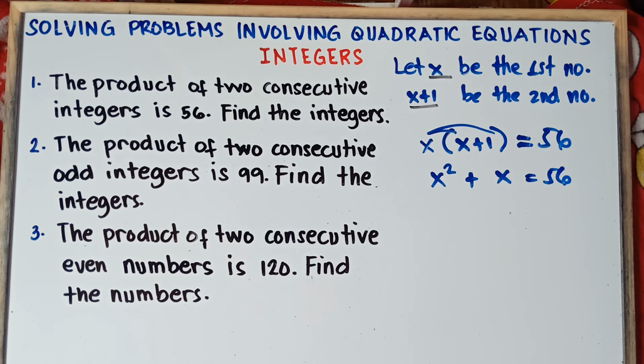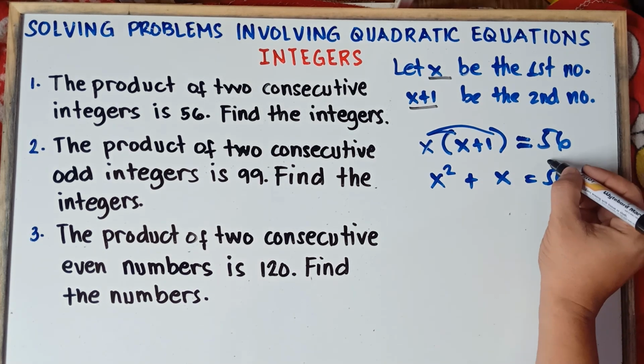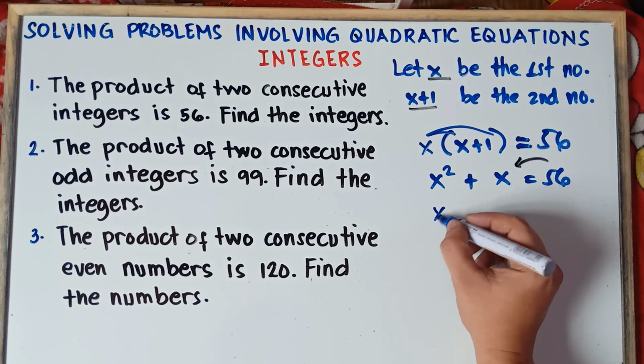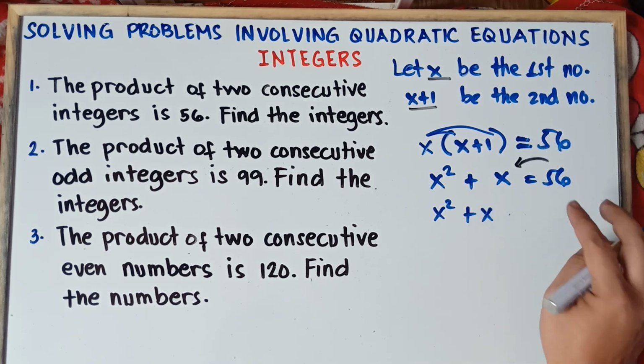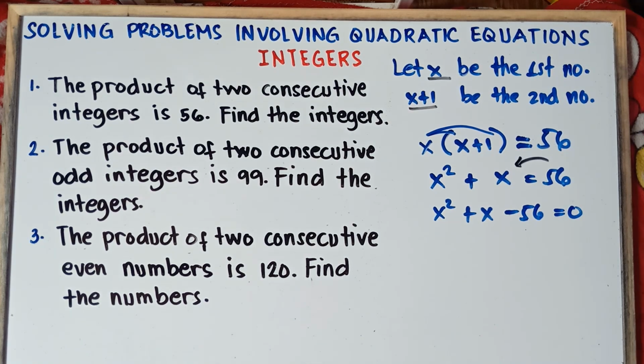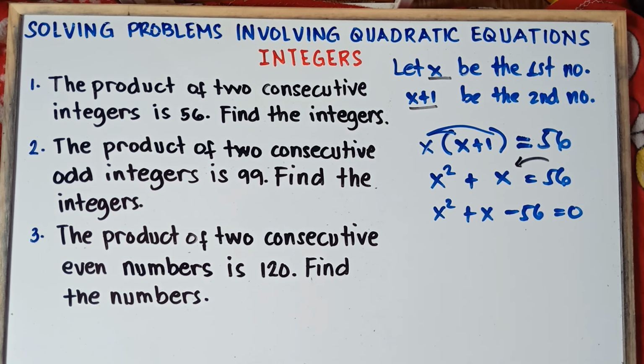Alright, and then this is a quadratic equation. You need to transform it into standard form. So for standard form, transpose 56 from right to left. So this will be x squared plus x, this is positive, it will be negative 56 equals 0. And this will be the standard form. Now, once you have this one, class, you can factor this out. I hope you remember this one, class, with regards to factoring. If you want to learn more about factoring, I will put the link in the description down below.